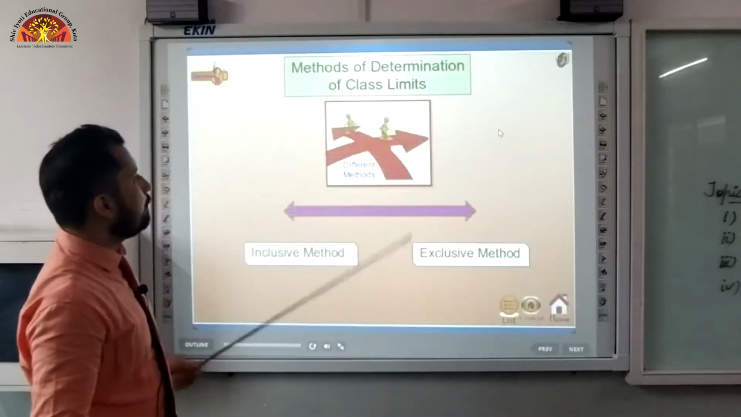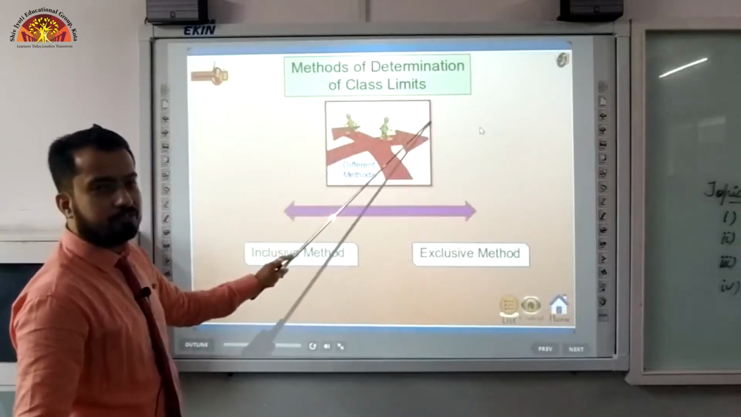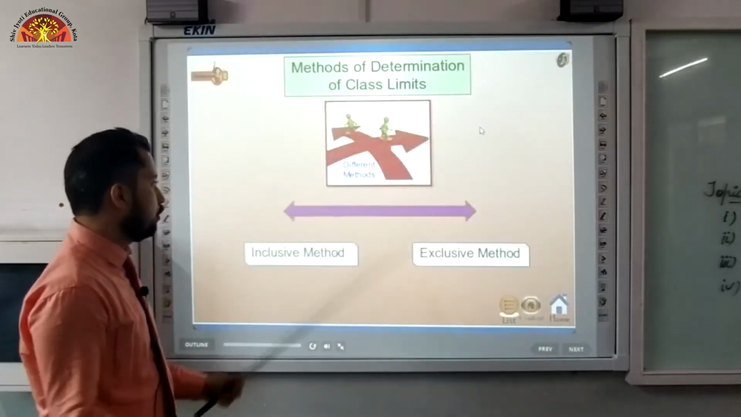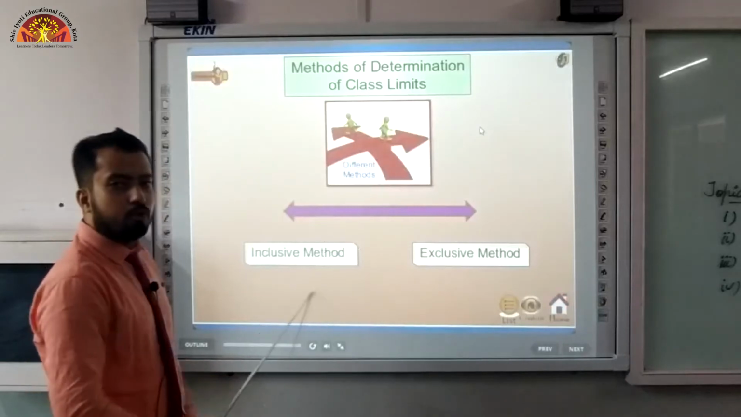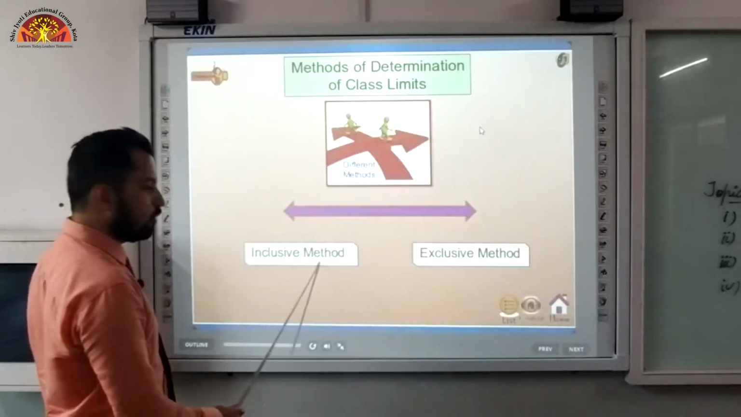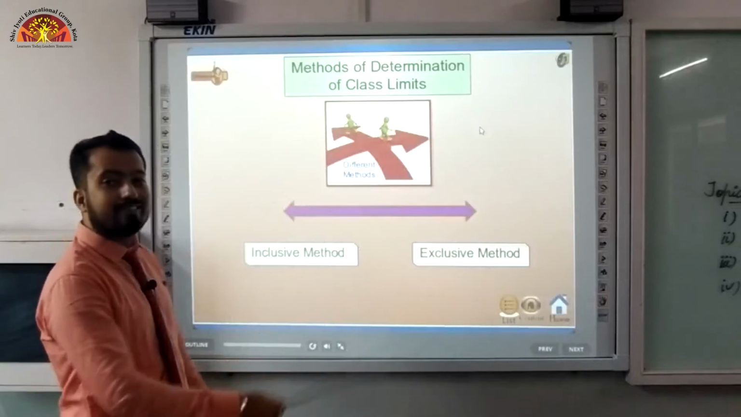Now next is we have methods of determination of class limits. How can we determine the class limits? For that sake we have two different methods. The one is inclusive method and the other is exclusive method.